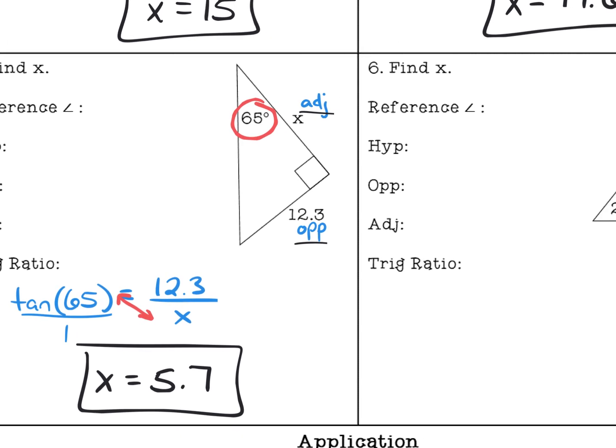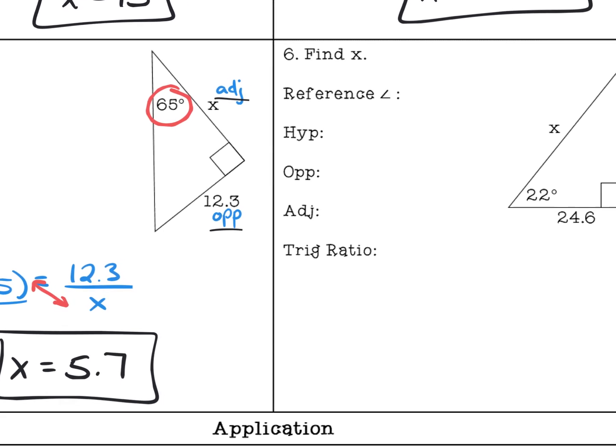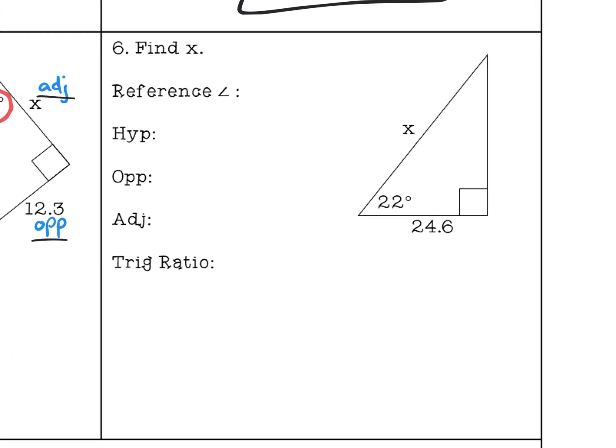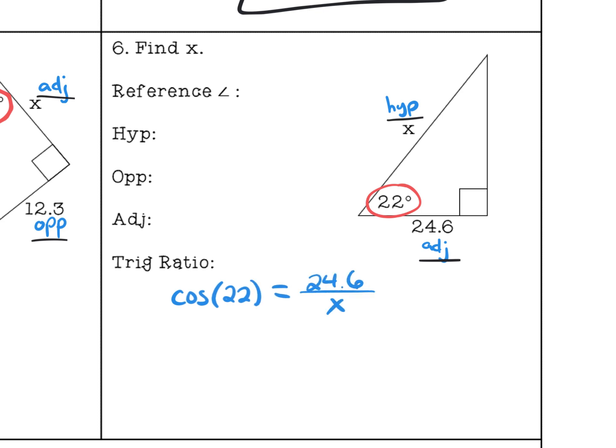Number 6. Questions on number 5? All right, let's look at number 6. What's my reference angle? 22. What can I label x as? Hypotenuse. What about 24.6? Adjacent. What trig ratio? Cosine, because it's adjacent and hypotenuse. So, cosine of what? 22 equals adjacent over hypotenuse. Am I going to end up multiplying or dividing?